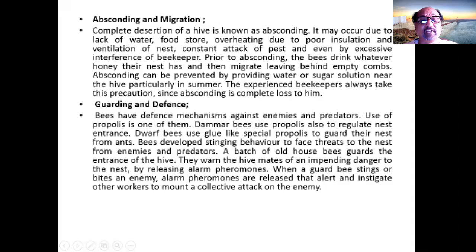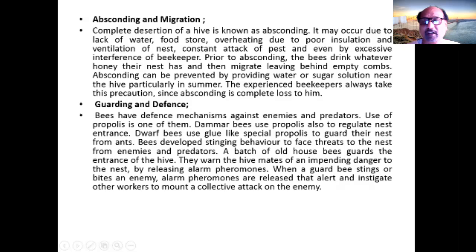It may occur due to the lack of water or food store, overheating, poor insulation and ventilation of the nest, constant attack of pests, and even excessive interference by the beekeeper. Prior to absconding, the bees drink whatever honey is in their nest. Before they abscond, they drink all the honey in their nest and then migrate, leaving behind empty combs. Absconding can be prevented by providing sugar solution near the hive, particularly in summer. The experienced beekeeper always takes this precaution since absconding is a complete loss to him.